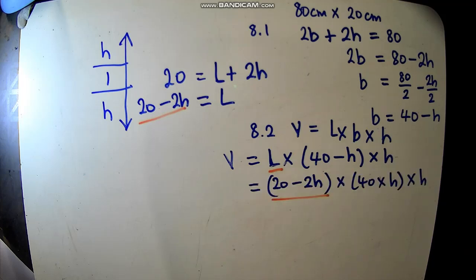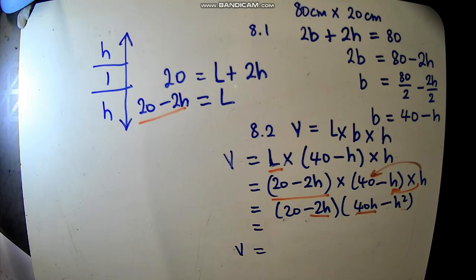Okay, then the next step will be to FOIL all of that out, and this is how you will get it. 40 times h is 40h and h times h is h squared. Next thing is a binomial times a binomial. Multiply all that out. Okay, do change that to 40 minus h squared, arrow times in the middle. Then you're going to FOIL it out.